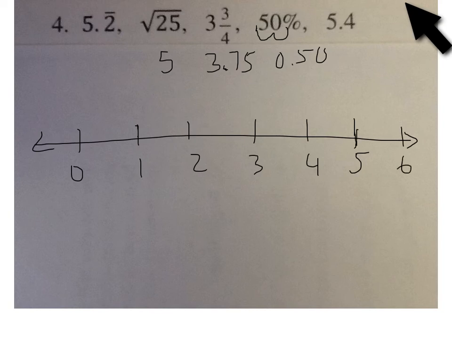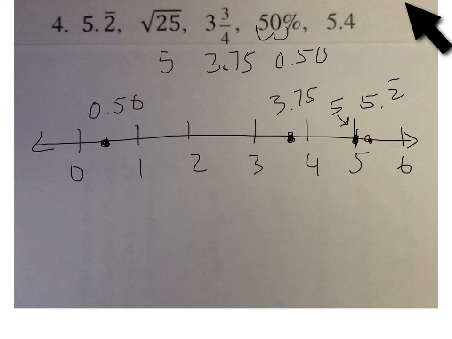So let's go ahead and start plotting. 5.2 repeating, because it's going to be a little bit past 5. Square root of 25 is exactly 5, so I'll put that there and draw a little arrow to it. 3.75 is going to go in between 3 and 4, a little bit closer to 4. 50% or 0.50 is going to go halfway in between 0 and 1. And then 5.4 is going to be a little bit past 5.2, almost to the halfway mark, but not quite. So I'll draw an arrow for that. That's going to be 5.4.